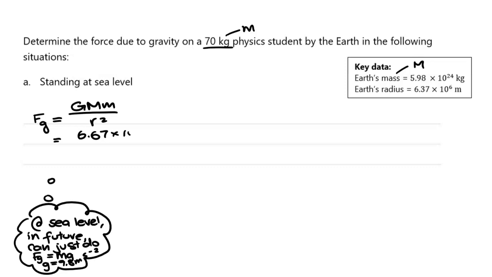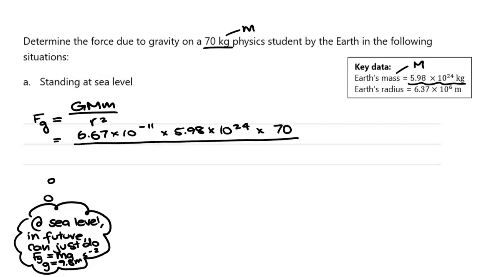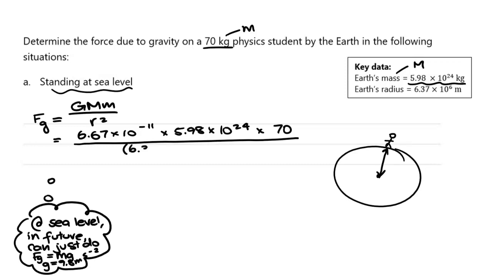So 6.67 by 10 to the negative 11 times, now the big mass of the Earth was told to us here, 5.98 times 10 to the 24 times the mass of the physics student, which was 70. Now we need to divide by, now it's standing at sea level. So that means that this physics student is standing, for the purposes of what we're talking about here, on the surface of the Earth. That does not mean their radius is 0, it means their radius is just going to be the radius of Earth in this example. So 6.37 times 10 to the 6, that was in meters, okay, good. And we must square that.